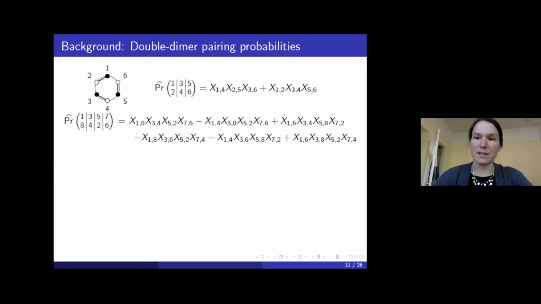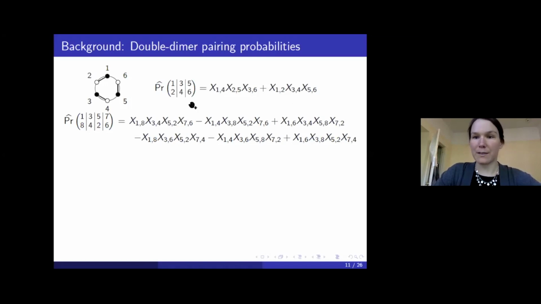But in order to do that, I first need some background. So Kenyon and Wilson initiated the study of the double dimer model when they showed how to compute the probability that a random double dimer configuration has a particular pairing of the nodes. For instance, they showed the probability that a random double dimer configuration has pairing 1, 2, 3, 4, 5, 6 is proportional to this polynomial and these quantities xij that I'll define in a second.